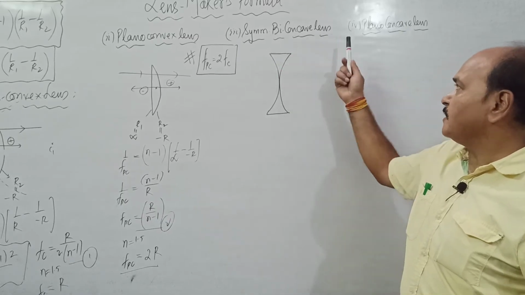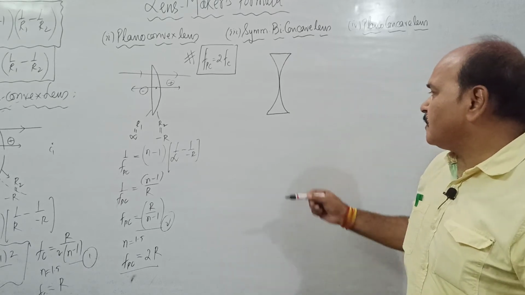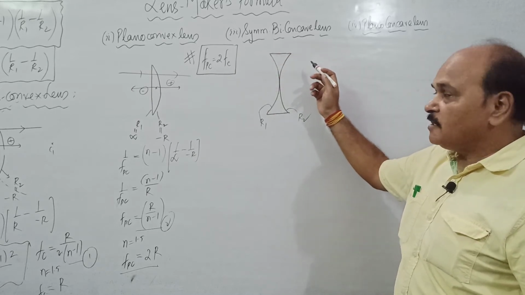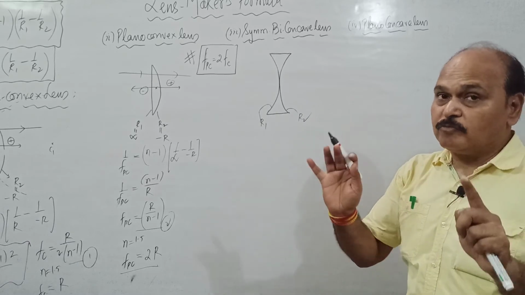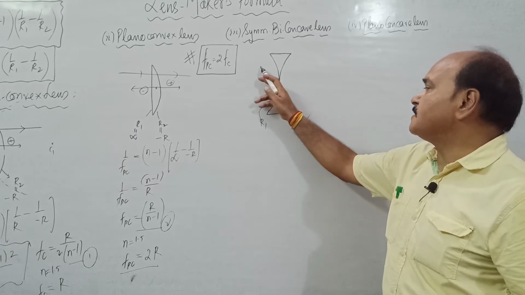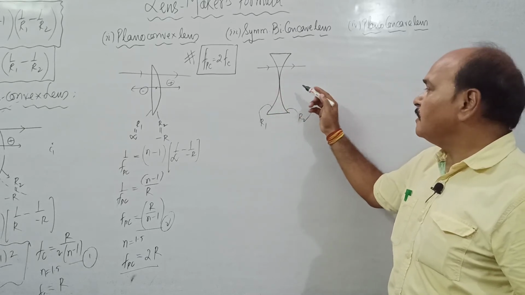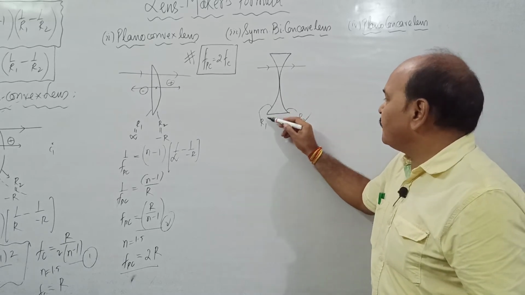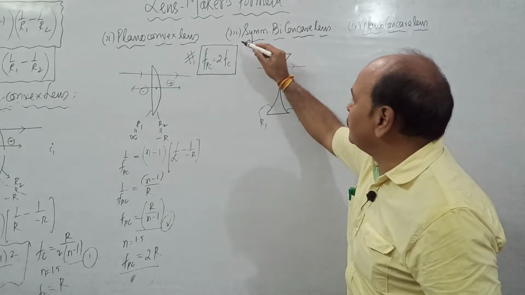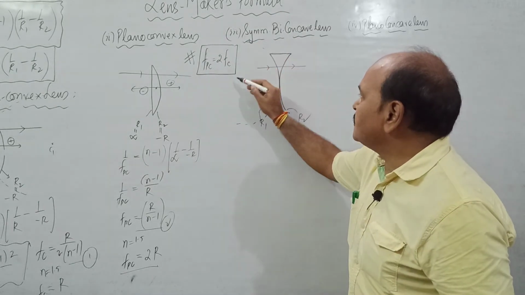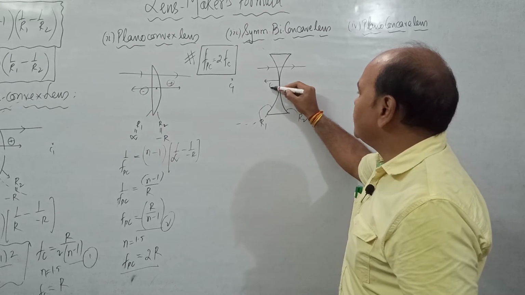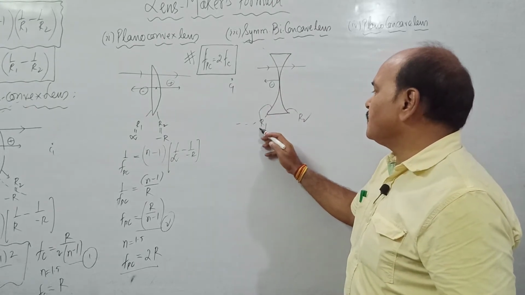Children, symmetrical biconcave lens. As usual it is R1, this is R2. Since it is a symmetrical biconcave lens, R1 and R2 will have the same value. But what about their sign? If we take this as surface number 1, the incident ray would be from left to right as usual. This surface has its center on the left side, so the distance of this center would be negative.